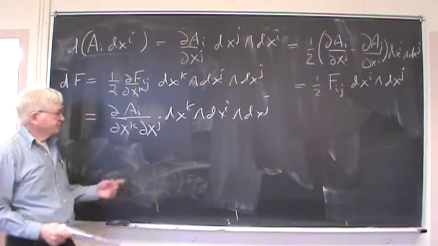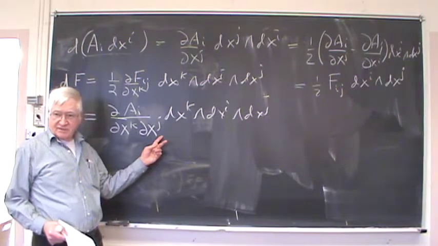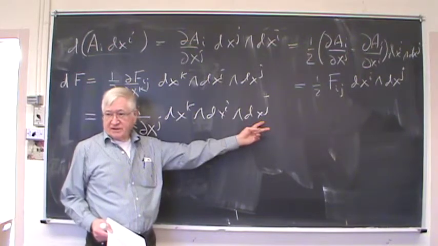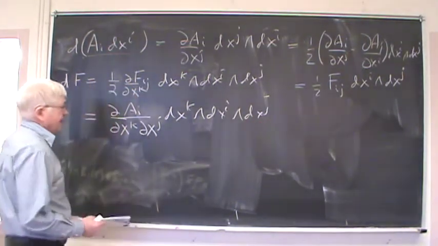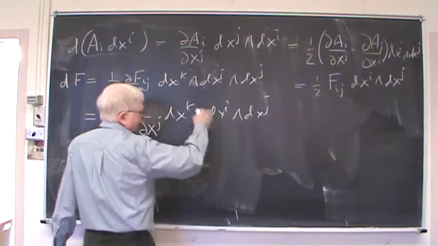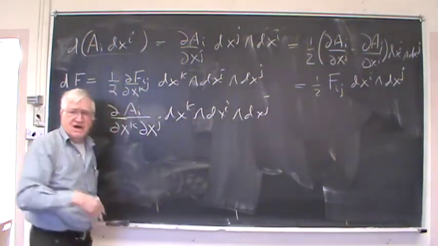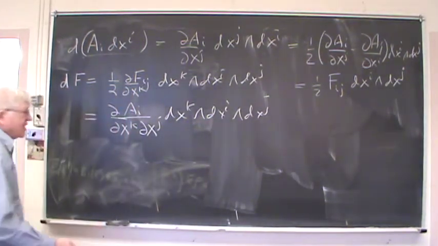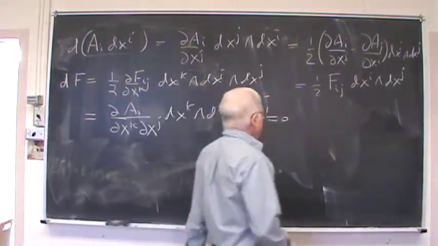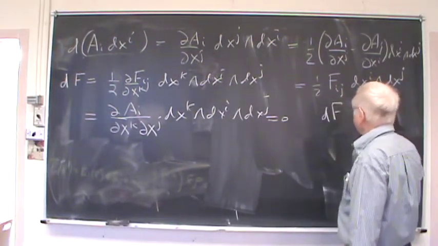But now, this thing is symmetric in k and j, but it's anti-symmetric in k and j over here. The way to see that is you can bring the dx^j forward, that's an overall minus sign, and then you've got dx^k wedge dx^j, that's anti-symmetric in k and j. And so this is equal to 0. And so what we have then is an invariant equation, dF equals 0.